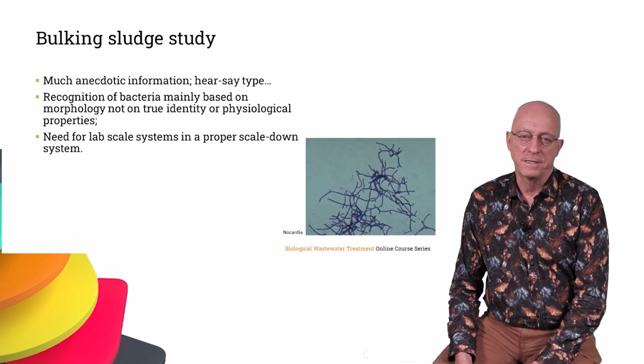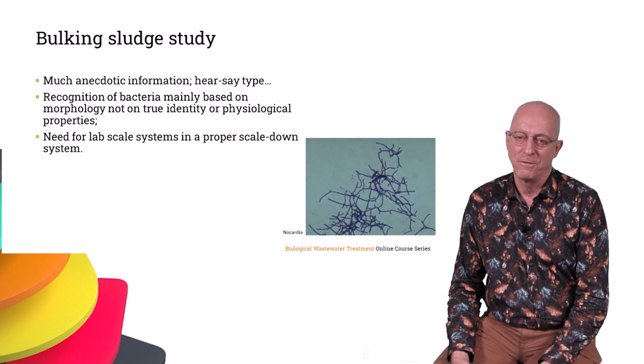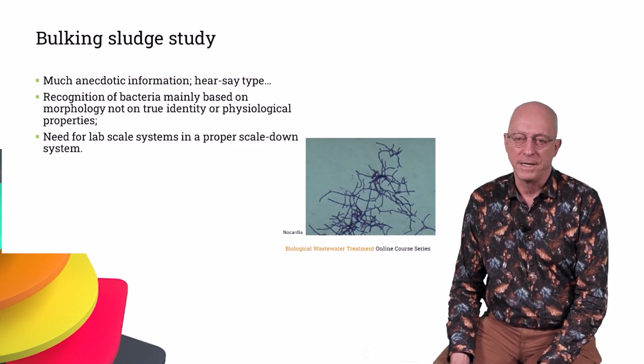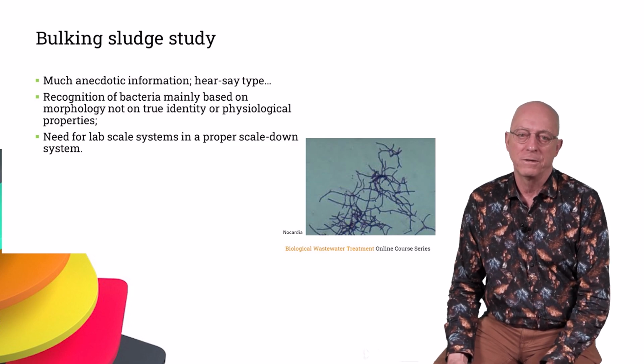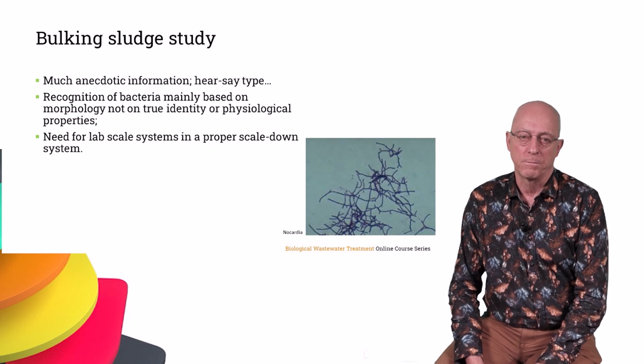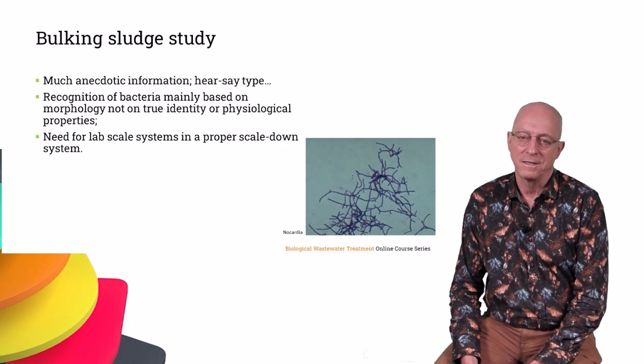The recognition of bacteria was mainly based on morphology. This is difficult because, of course, you can much better see filamentous bacteria with different morphologies than floc-forming bacteria, because those are all more or less coccoidal. Filamentous bacteria might be branched, might have different structures, so there is a better recognition, but it's still not based on physiological properties. And the only way to study that better is in a lab scale system, in a proper scale-down system. And that will be in the second lecture of this chapter.